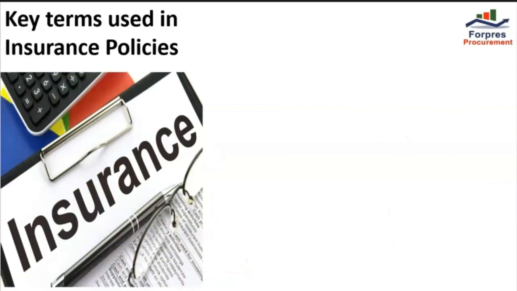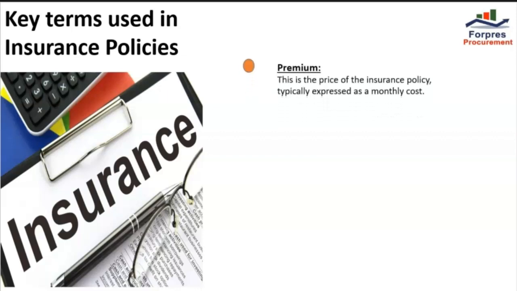Key terms used in insurance policies. Number 1 is the premium. This is the price of the insurance policy, typically expressed as a monthly cost. The premium is determined by the insurer based on the business risk profile of the insured person, which may include its creditworthiness.